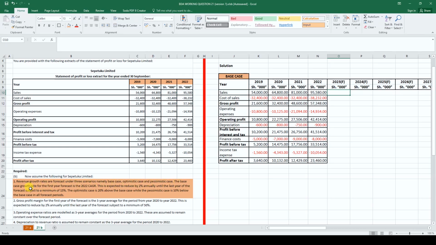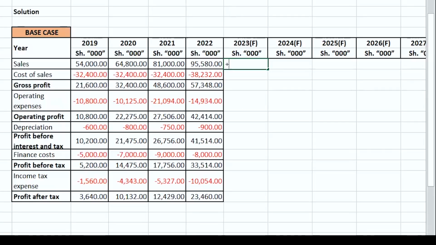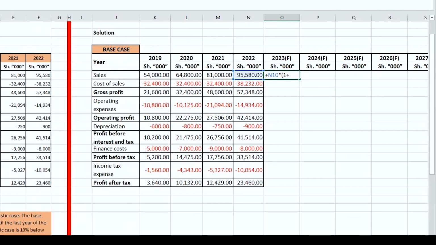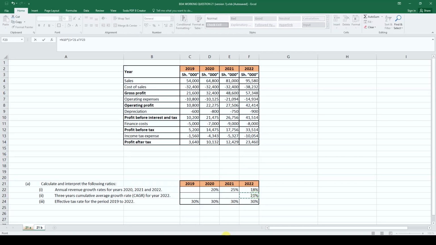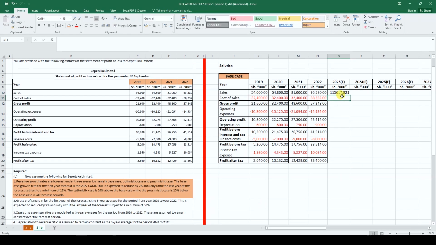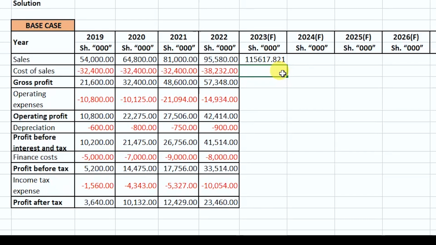The base case growth rate for the first year forecast is the 2022 CAGR. So plus, we pick that revenue for 2022 multiplied by, open the brackets, 1 plus G. What is the growth rate? The CAGR, which you are going to pick from this tab right over here. So we just go there and pick the compound annual growth rate there, and we close the bracket like that. Enter. And it picks the value of the forecasted sales.